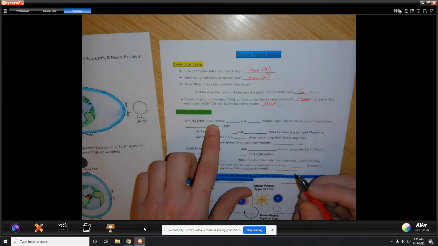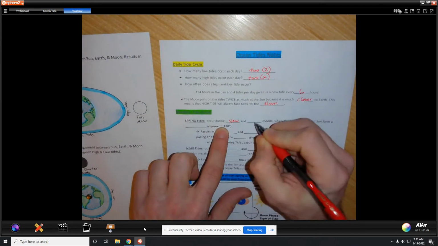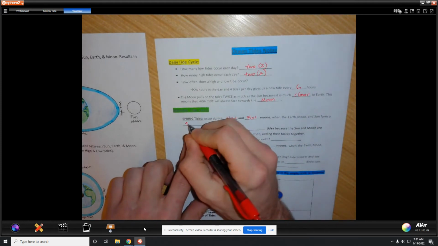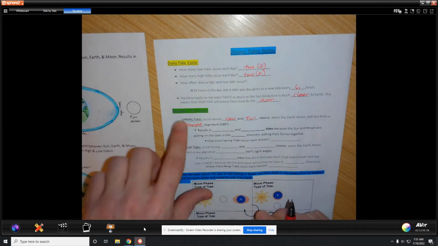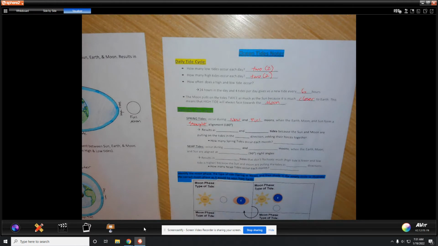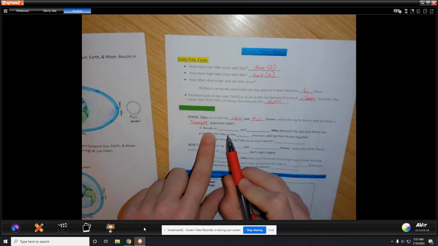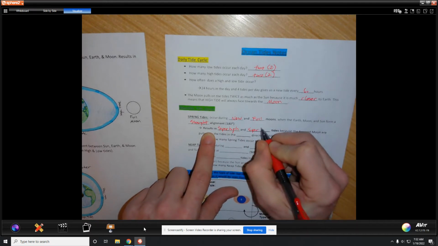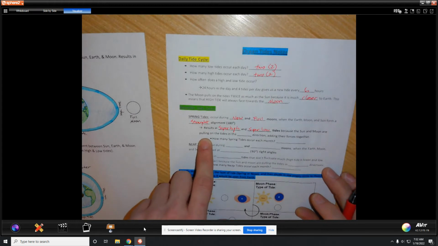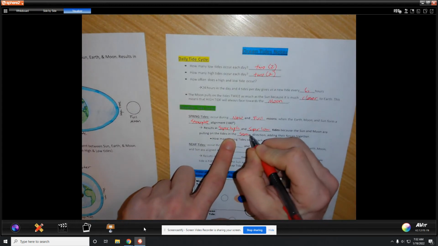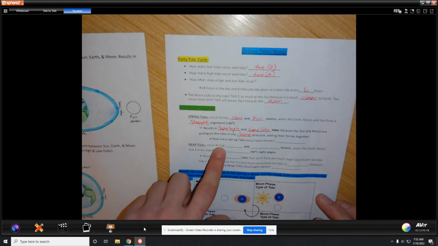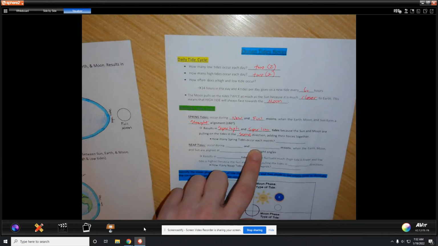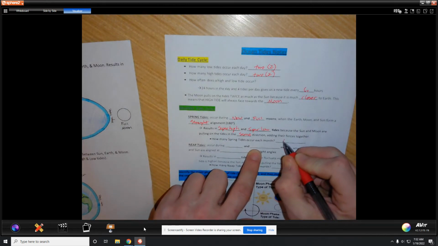So the spring tides occur during new and full moons when the Earth forms a straight alignment. And you can use that spring tide straight alignment to remember super high and super low tides. These result in super high and super low tides because the sun and moon are pulling on the tides in the same direction, adding their forces together. So how many spring tides are we going to get each month? Well, as we saw, we're going to see the new moon and the full moon once each month. So we're going to see spring tides twice.